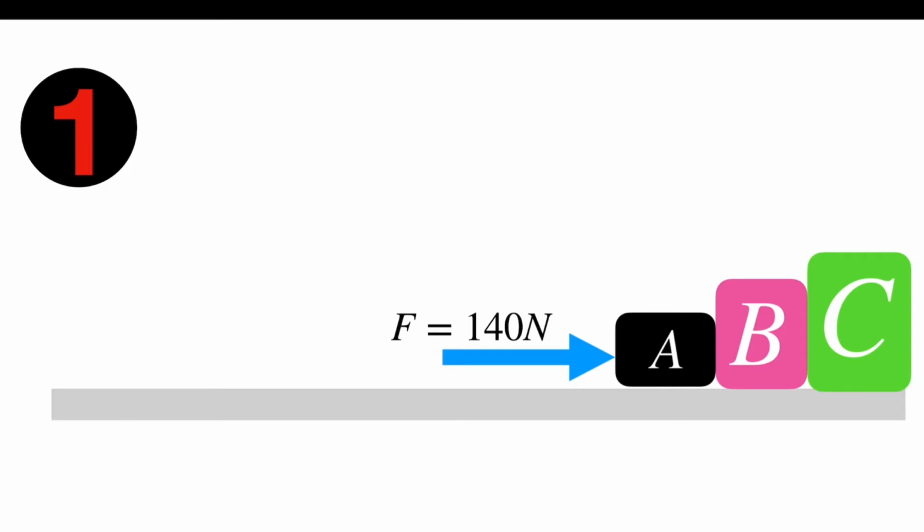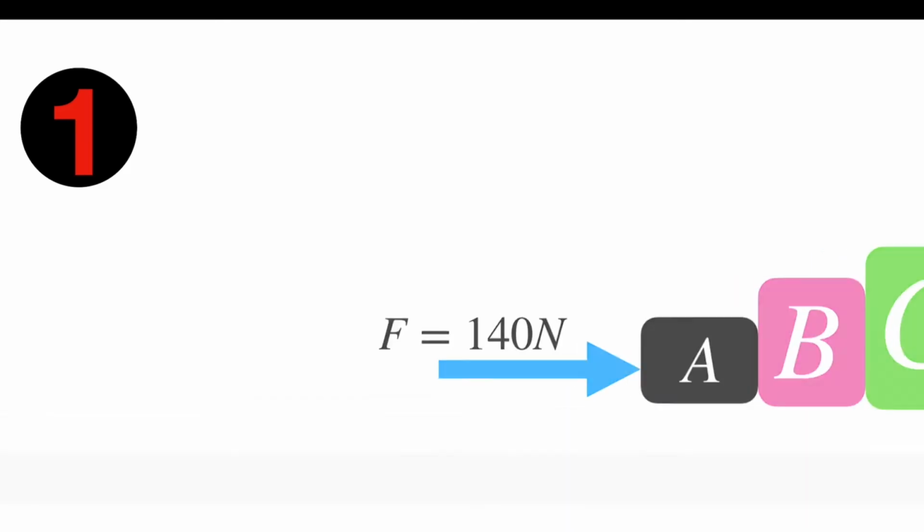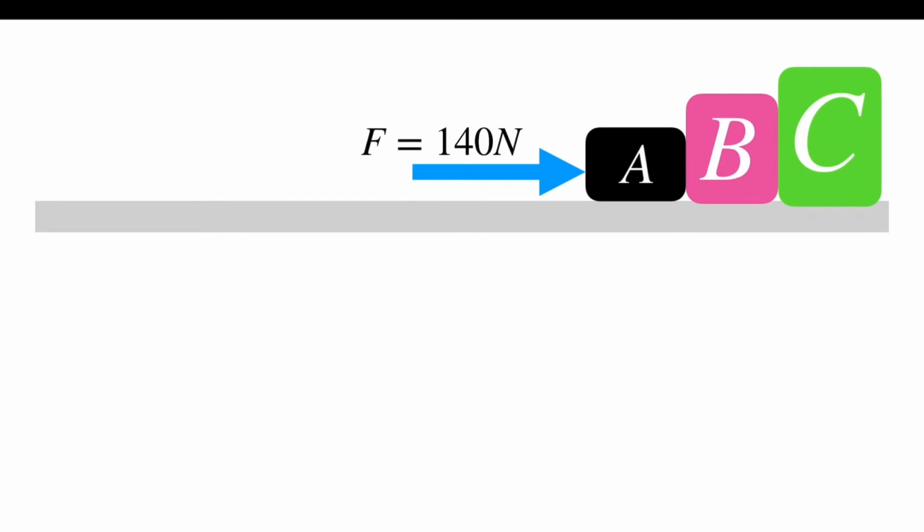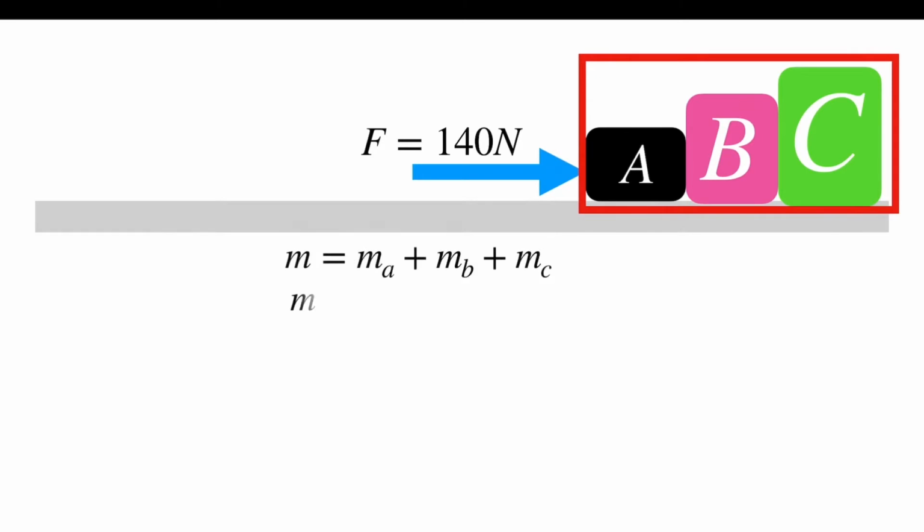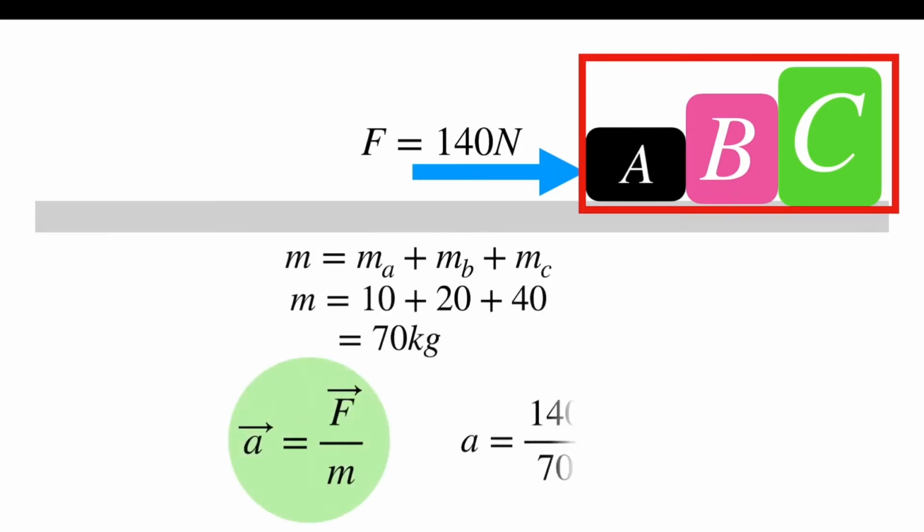One thing we know for sure is all the blocks are together and moving with the same acceleration. Acceleration of the system of blocks of total mass of 70 kg, as per Newton's second law of motion, comes out to 2 meters per second square, and each of the blocks is moving with the same acceleration.